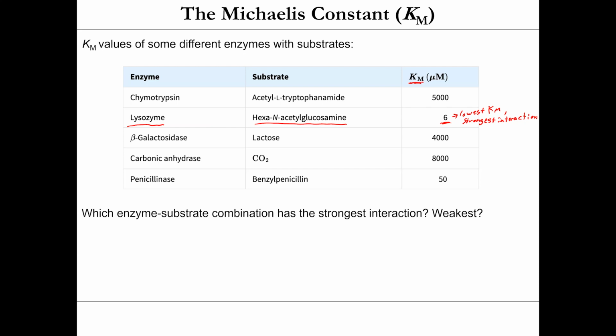Therefore, the weakest interaction in this table here would actually be carbonic anhydrase, its interaction with CO2. So that has a Km of 8,000 micromolar. So you need a lot more of this particular substrate for the reaction to get to half its maximum value.